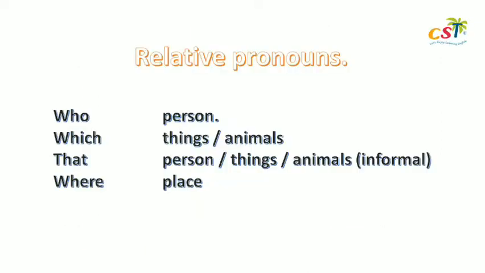Please pay attention. We have different pronouns for different things or persons. Who you use for person or people or human. Which for things and animals. That for person, things, or animals, but it is informal. You can use who or which for the formal one. And of course, where is for place. Please don't get mixed up, alright?